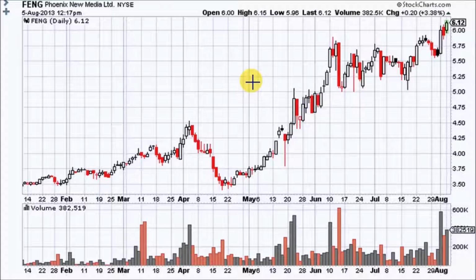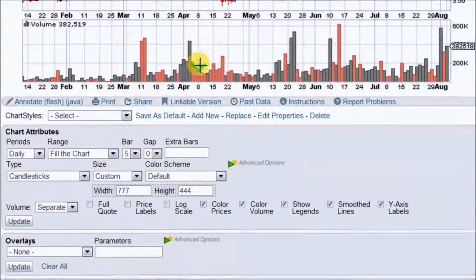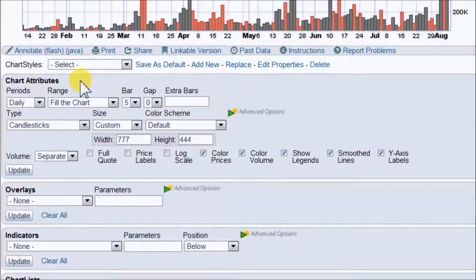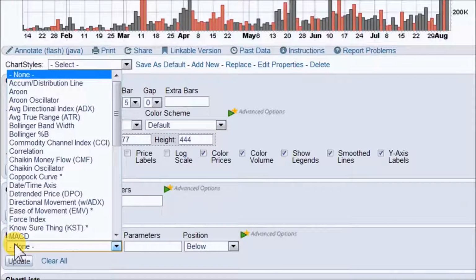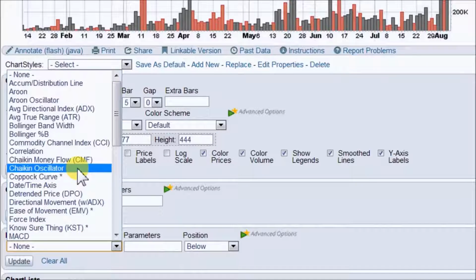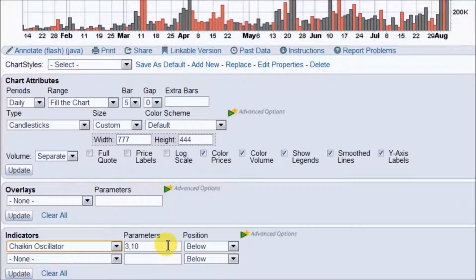The Chaikin oscillator is the difference between the 3-day exponential moving average of the AD line and the 10-day exponential moving average of the AD line. So let's go ahead and load it up here on this stock chart for FENG here at stockcharts.com. If you scroll down to the bottom in the chart attributes area, go down to indicators, click there. And we are looking for Chaikin oscillator right there, set at a standard period of 3 days and 10-day EMAs.